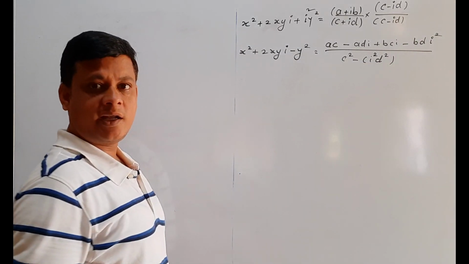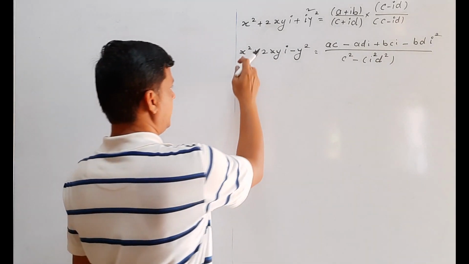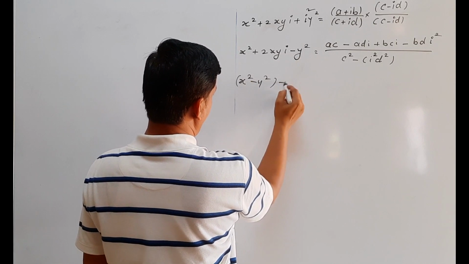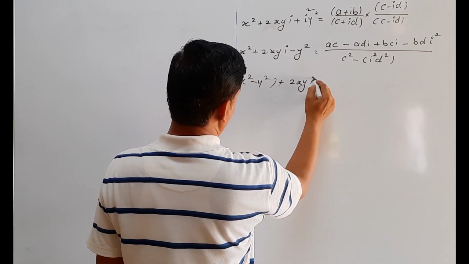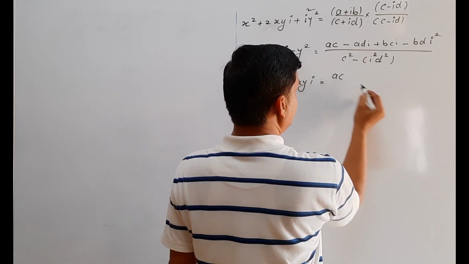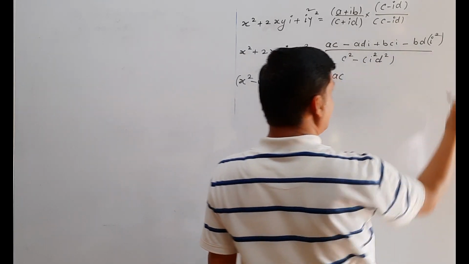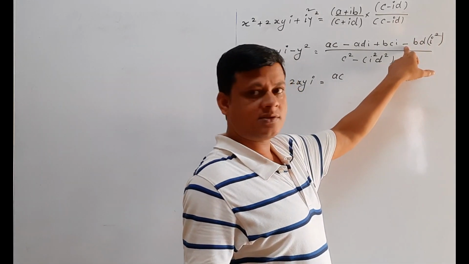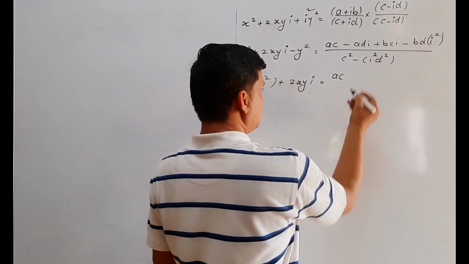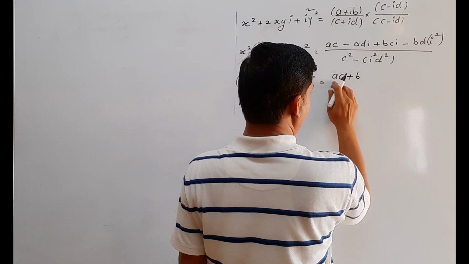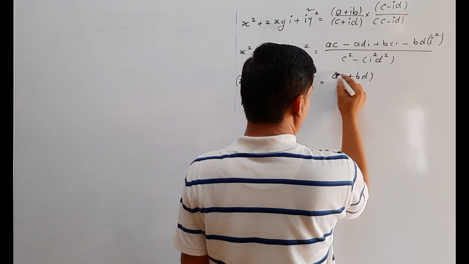Now write the real part with the real part. So x square minus y square is the real part, plus twice xyi is the imaginary part. So here also ac. Here if we replace i square by minus 1, this minus minus gets plus, so we write here plus bc. So that real part we write with this ac. So we write ac plus bd.